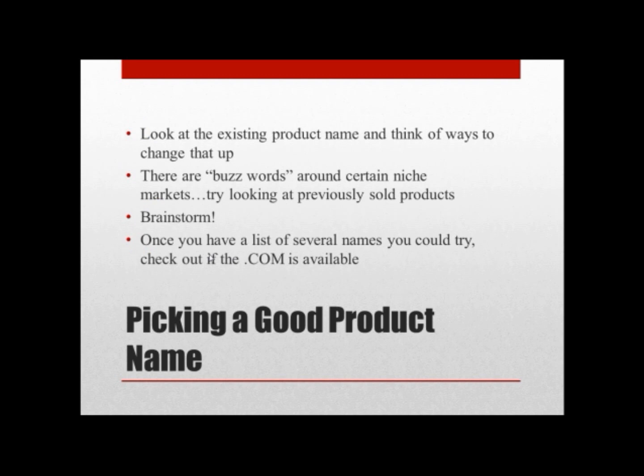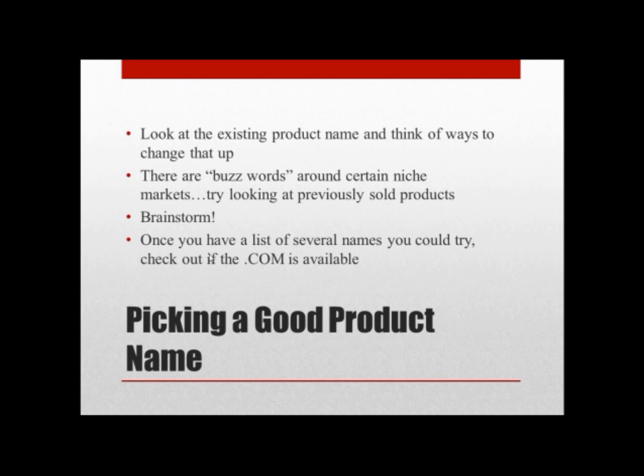So what you need to do is look at the existing name of the product that you're buying and rebranding and think of ways to change it up. There are lots of buzzwords around certain niche markets, so try looking at previously sold products in order to spark some attention and get some eyes looking at your new product. For example, if you've seen a PLR niche product with a great name, try looking at that and thinking of a similar name that you can use as well.